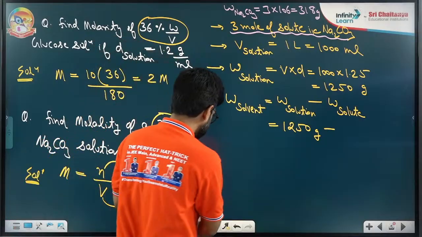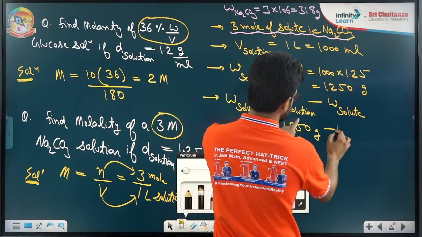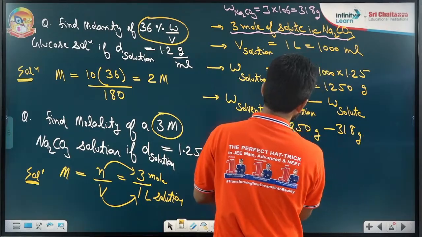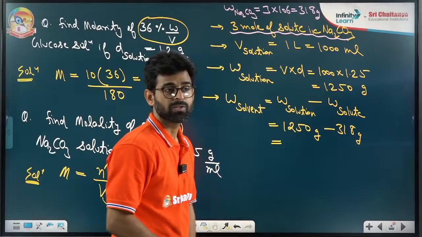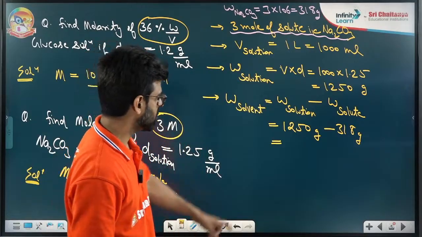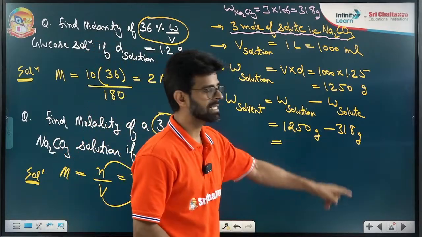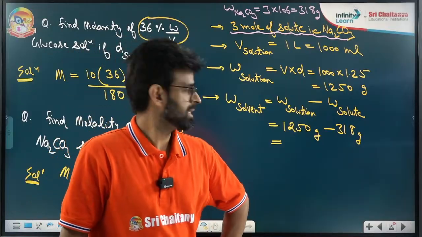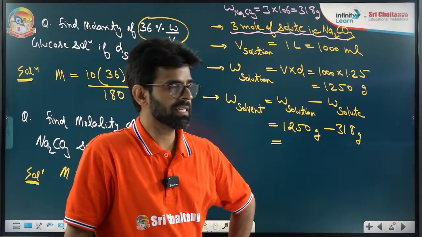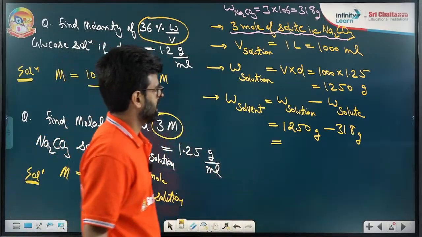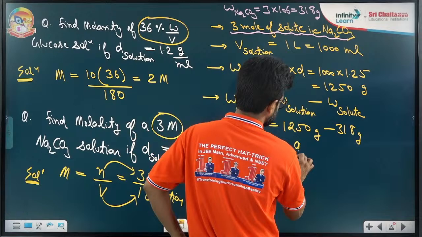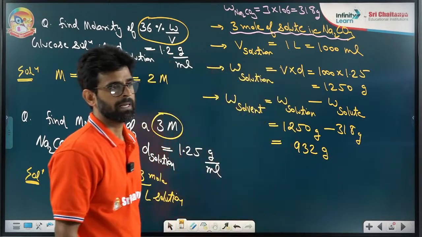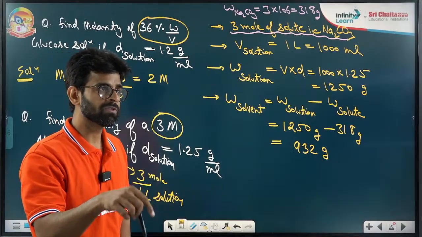So from here I can say, if I remove 318 gram from here, I will get the weight of solvent. So what is the weight of solvent? 1250 minus 318, tell me what's coming. 1250 minus 318, 950 minus 18, I hope we are getting 932 gram. It's coming 932 gram, right? So this is how we get the weight of solvent.